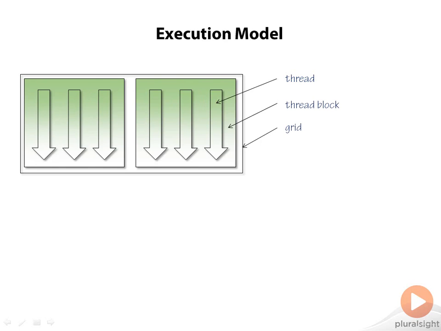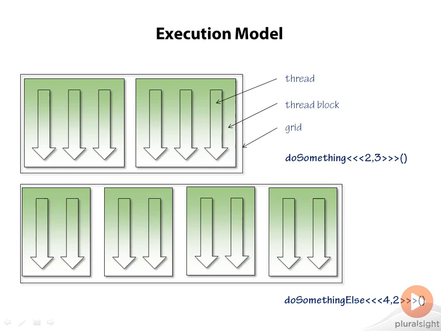So ultimately, when you fire up the kernel, you use those funny angle brackets to specify the dimensions of the grid of thread blocks plus the number of threads that each block contains. So for example, the illustration here has 2 blocks of 3 threads, so we would call it as do something 2, 3. And here is a different arrangement. This time I have 4 blocks of 2 threads, so we would define the kernel call as do something else with 4, 2.